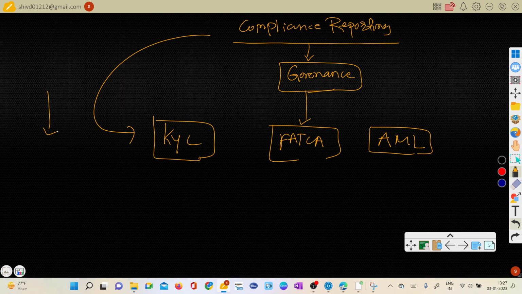Apart from that, dual employment, to check whether people have any dual employment. So there are a number of things which come under compliance reporting. These were the famous examples of reports, or activities that we perform, under compliance reporting. I wanted to just highlight that to you, and that's how you can differentiate. If someone asks you the difference between regulatory reporting and compliance reporting, now you can differentiate.